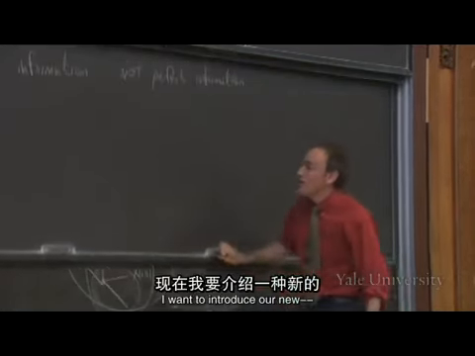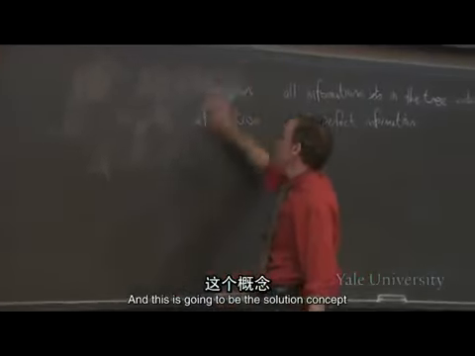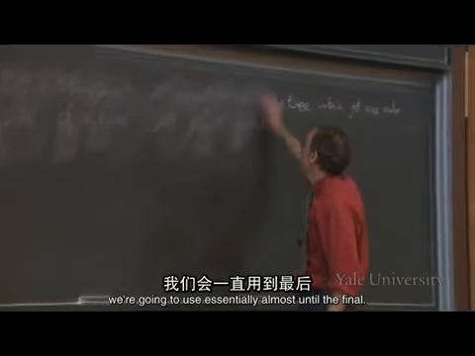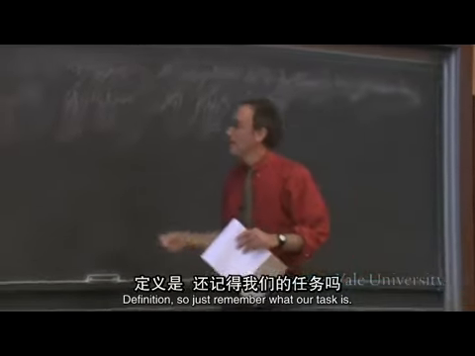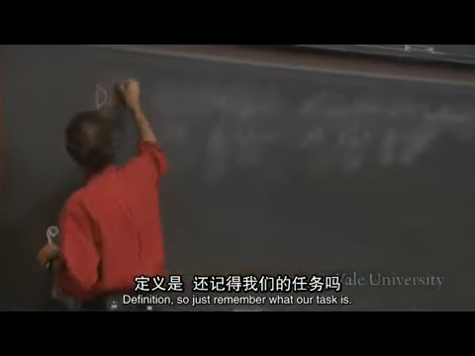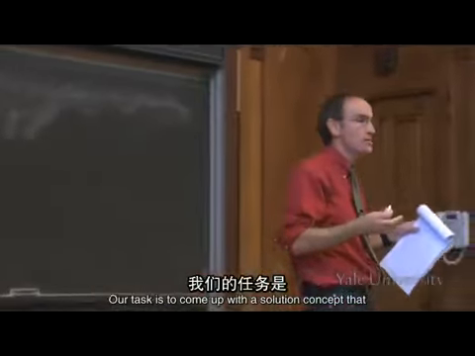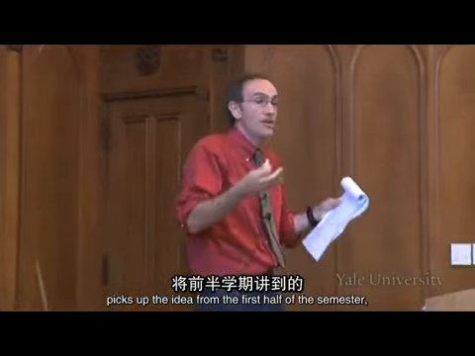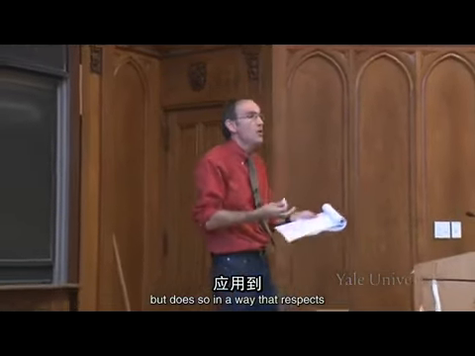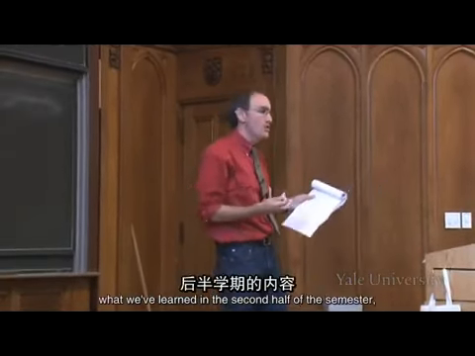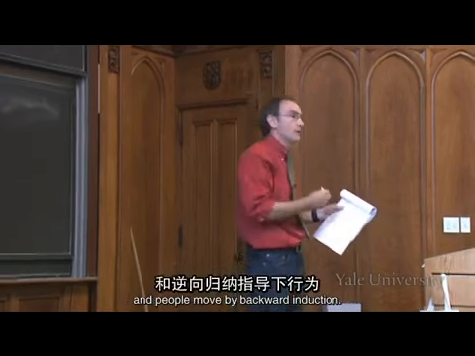I want to introduce what's going to be our new solution concept, and this is going to be the solution concept we're going to use essentially almost until the final. Definition. So just remember what our task is. Our task is to come up with a solution concept that picks up the idea from the first half of the semester, namely Nash equilibrium, but does so in a way that respects what we've learned in the second half of the semester, namely that games have sequential elements and people move by backward induction.